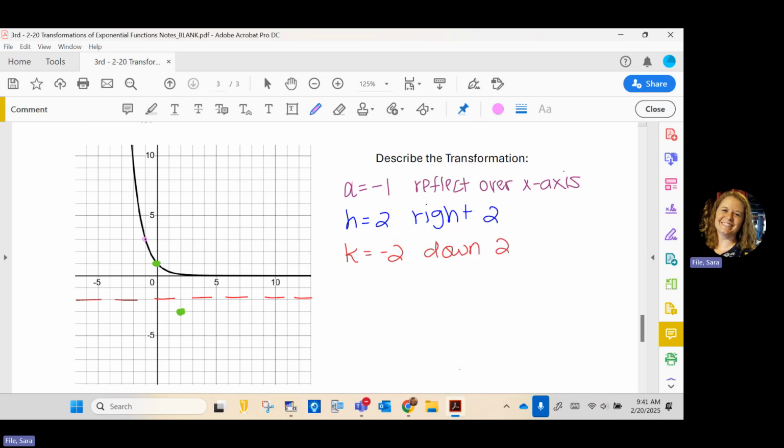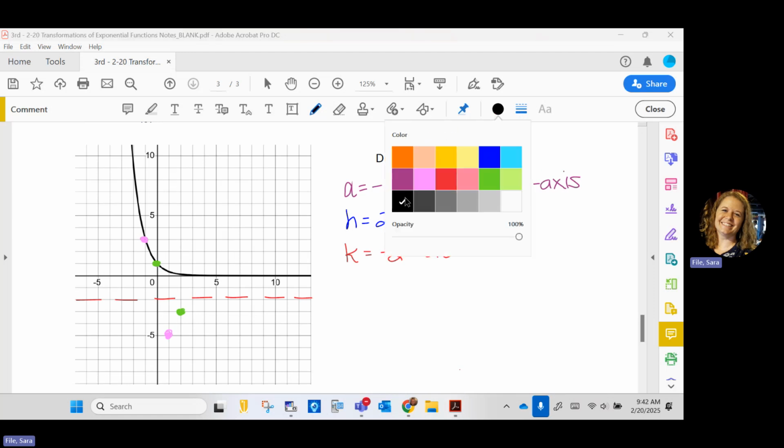I could pick another point and reflect it, so it would be at -3. And I'm going to go right 2, down 2. And 2 points is enough to graph your curve. In this case, that's actually all the points that we're going to be able to fit on here that are integers. All of the others that would fit in here are going to be fractional or decimal values. So I'll just go with those 2 points and sketch my curve.